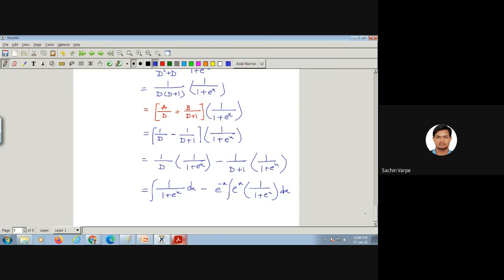How do we solve this? What we can do is multiply and divide by e raised to x here, and here e raised to x is already there. So we substitute 1 plus e raised to x is equal to t in the second integration, and here also we substitute 1 plus e raised to x is equal to t.